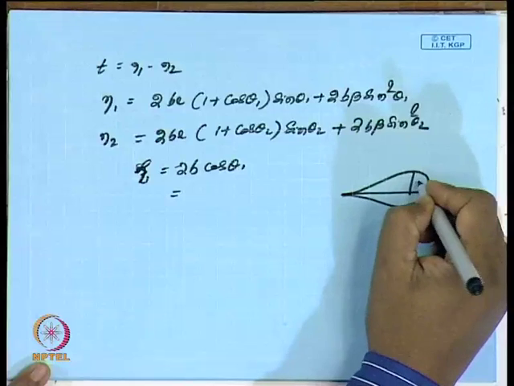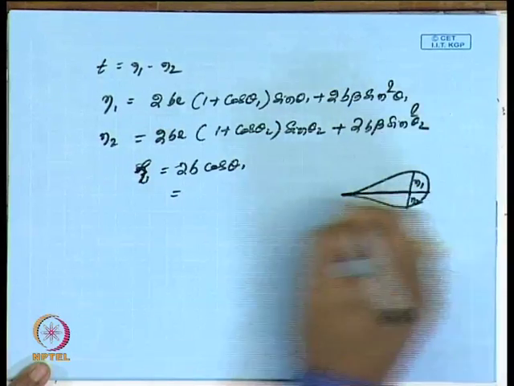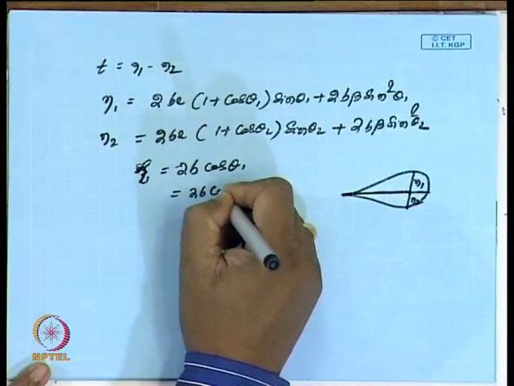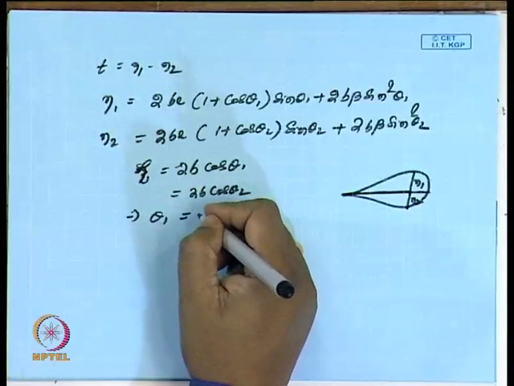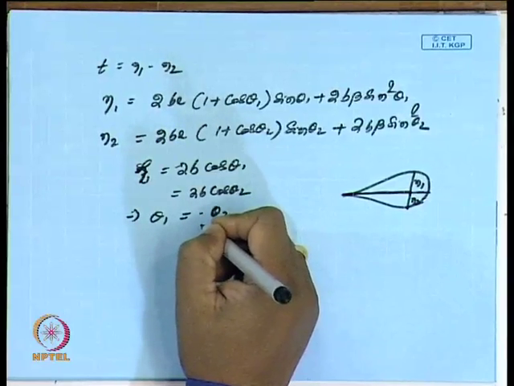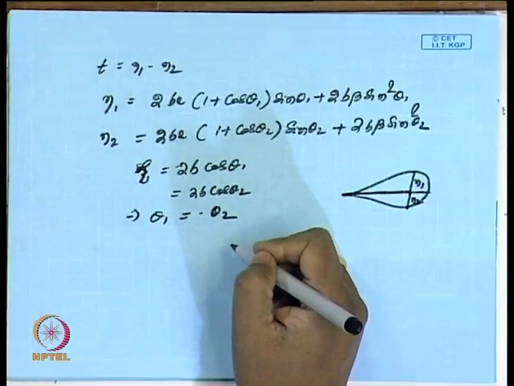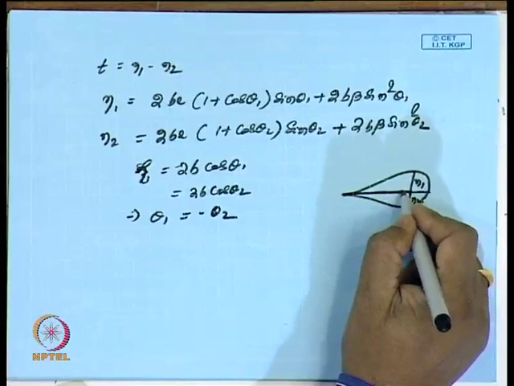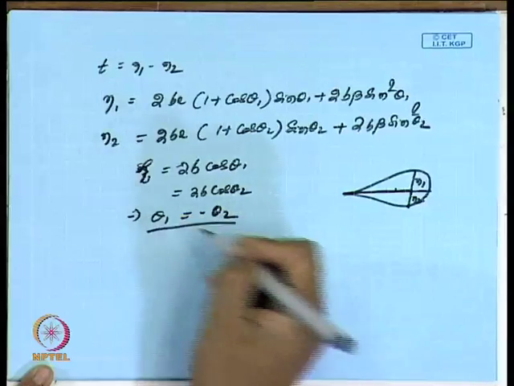if at any point I am considering this is my eta 1 and the same perpendicular point is eta 2, so my xi is fixed. So xi is 2b cos theta 1, which is the same as 2b cos theta 2, which implies theta 1 is minus theta 2. So the angle in this way, the theta 1 and theta 2 are negative.